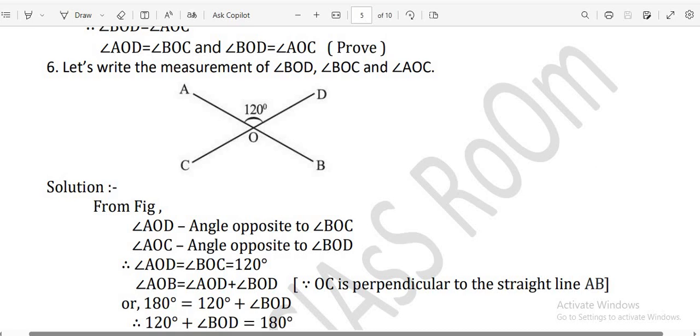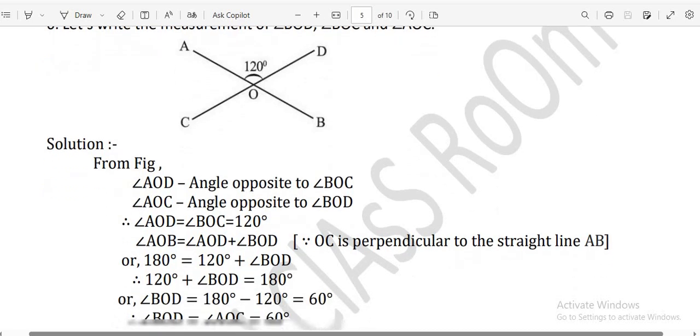Question number 6. Let's write the measurements of angle BOD, angle BOC and angle AOC. Solution. From the concept of opposite angles, from the figure, angle AOD is opposite to angle BOC, and angle AOC is opposite to angle BOD.